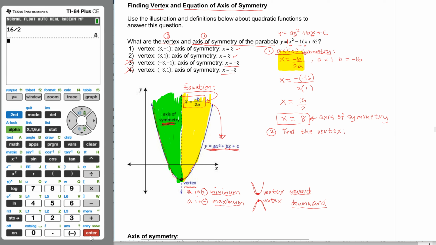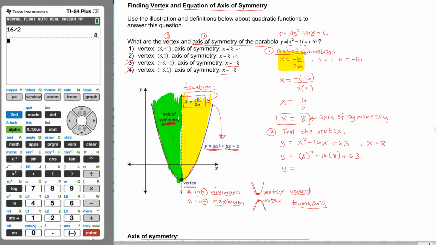So to find the vertex, we simply plug in on the given equation. Y equals, I'll just copy it first, x squared minus 16x plus 63. So we have x already found from the axis of symmetry. X is equal to 8. So I just plug it in. So we have here 8 squared minus 16 times 8 plus 63. Then simply do that on the calculator.